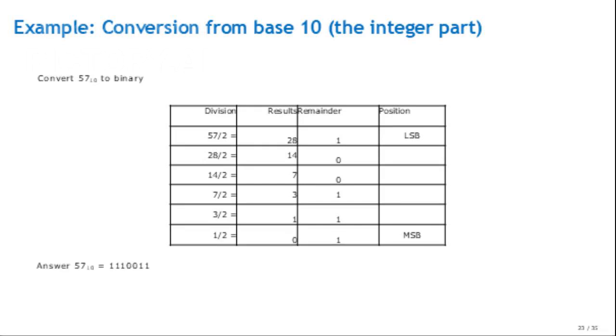The final binary representation of the number 57 is 111,001. This example illustrates the effectiveness of the division method for converting integers from base 10 to binary.